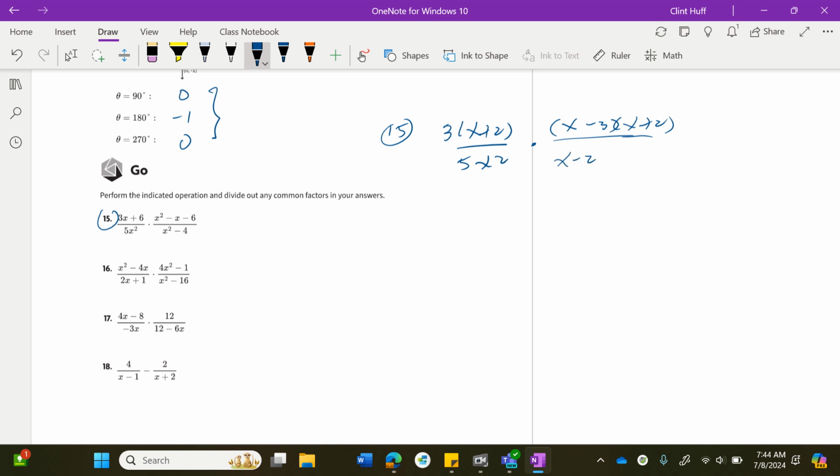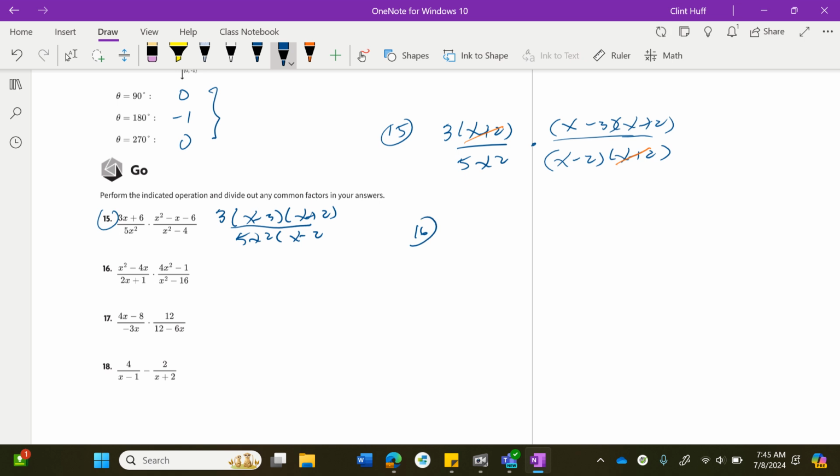And then x squared minus 4 is x minus 2 times x plus 2. Right, now we can start canceling factors that are in common. X plus 2. And that leaves us with quite a few factors remaining. In the numerator, we have a 3. We have an x minus 3. We have an x plus 2. In my denominator, I have a 5x squared with an x minus 2. Right, so that's number 15.